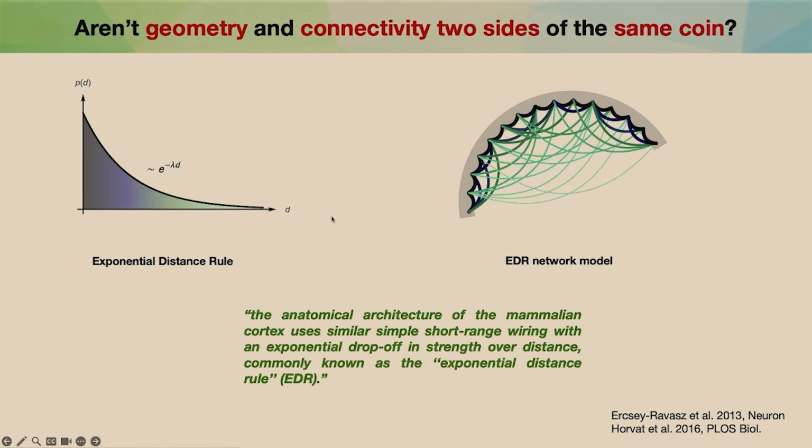What I would like to argue here, or at least give some glimpse of, is that perhaps geometry and connectivity can be thought of as two sides of the same coin, and perhaps it might not make sense to think of them as a dichotomy. And I guess the key here is the idea of the exponential distance rule, which has been proposed by Henry Kennedy and colleagues, that essentially says that the anatomical architecture of the mammalian cortex uses similar short-range wiring with an exponential drop-off in strength over distance. And this is commonly known as the exponential distance rule.